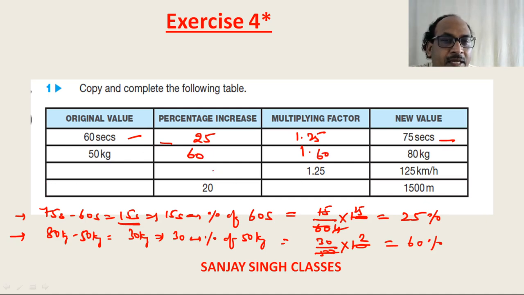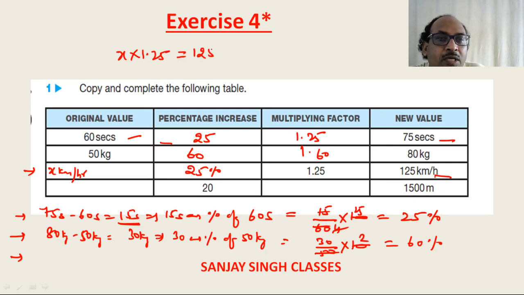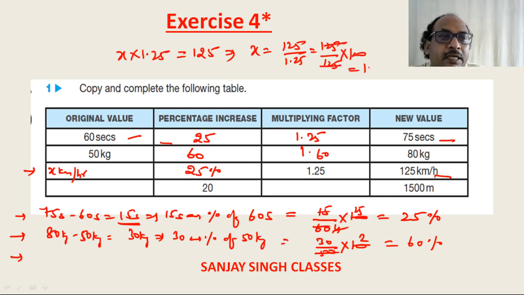Similarly here, we are given the multiplying factor 1.25 in the third one. So it means an increase of 25% has taken place, right? And here we do not know the value. So suppose we put it as x kilometer per hour, because the unit is kilometer per hour. Then x into 1.25 will give us 125 kilometer per hour. Further dividing both sides by 1.25, we get x equal to 125 by 1.25, which you can write as 125 by 125 into 100. This gets cancelled and it is 100. So it is equal to 100 kilometer per hour.